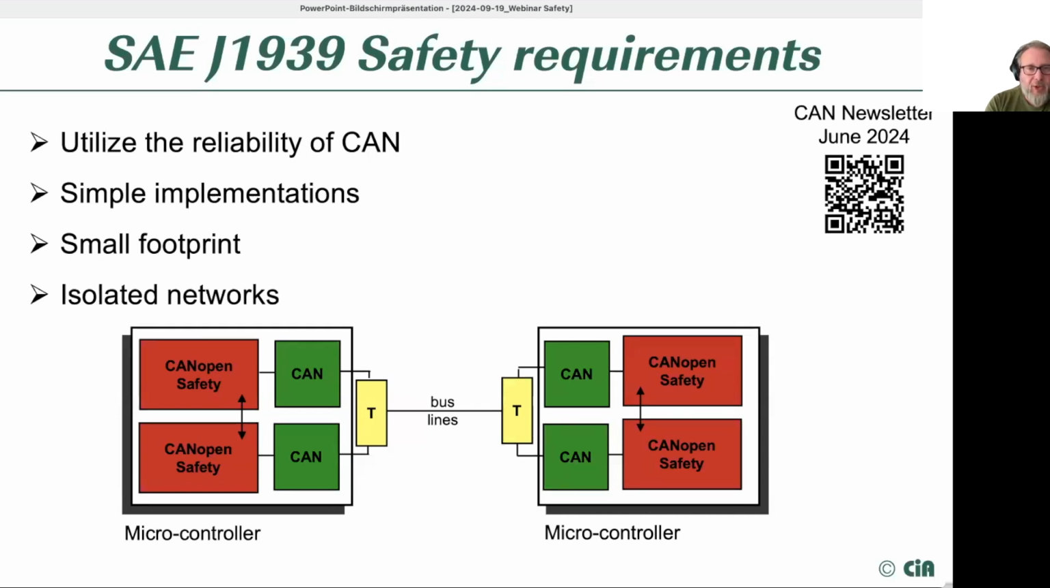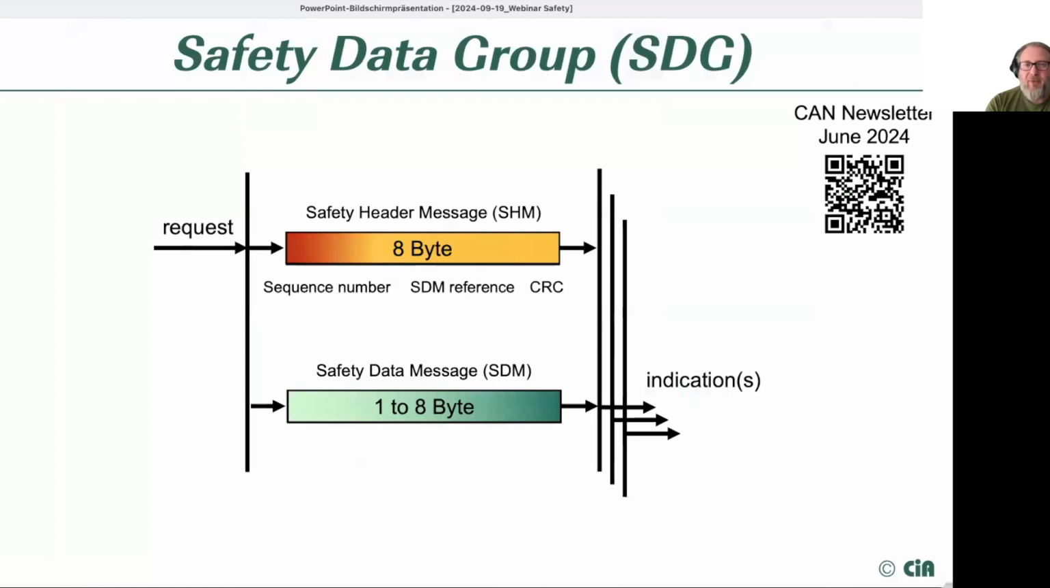So as we can see, the general safety requirements are the same as with CANopen, and so they found the same solution. It is called the safety data group. The safety data group is a little bit different, but almost the same. We first transmit a first message, which is called the safety header message, or SHM. The safety header message contains a sequence number, a reference to the data message, and a CRC. And then comes the safety data message, which contains the data.